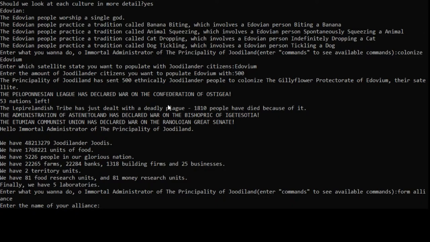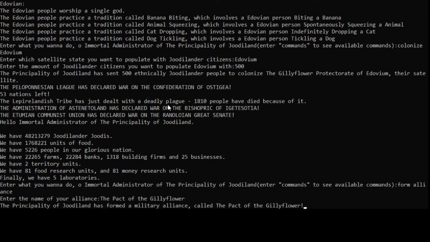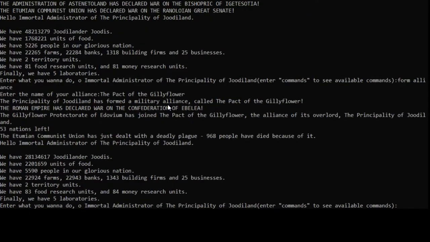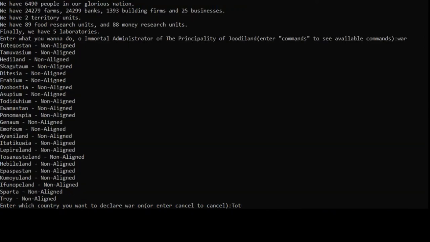So, what should I call my alliance? The Pact of the Gillyflower. How about that? Yes! Okay, and as you can see, the Gillyflower Protectorate of Edovium has joined the Pact of the Gillyflower, the lands of its overlord, the Principality of Joodiland, so they are obliged to join us. They will never be able to leave it now until we've given them independence.